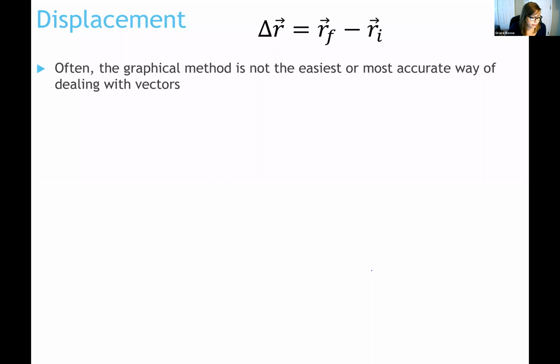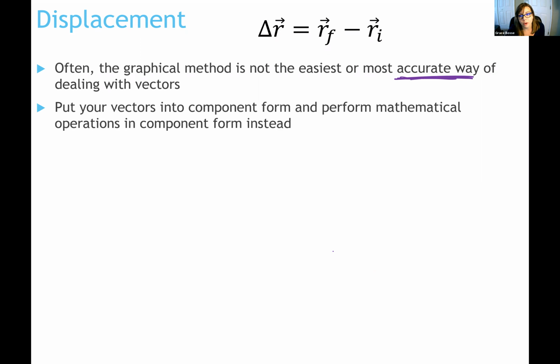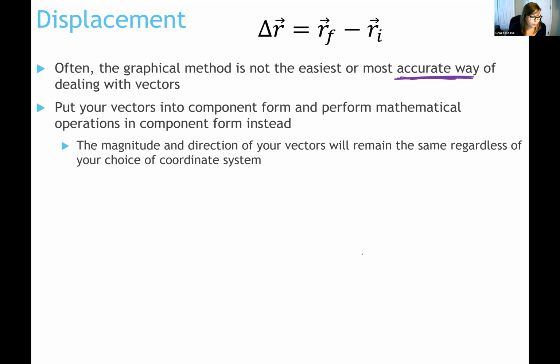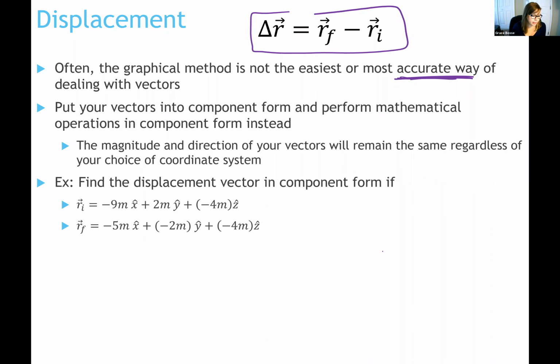The last thing I want to mention is, honestly, while graphical vector addition is good to visualize what's going on, the more accurate way of calculating displacement vectors really has to be the component form method. Put your vectors into component form and then just subtract them. So if you're using this equation up here, if you put your final position vector in component form, you put your initial position vector in component form, you can just subtract them and do basic math. So this is the method you're probably going to use more than anything, but the graphical method is good to visualize. So let's say I have this example here.